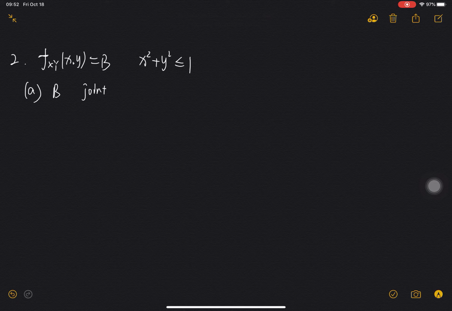Alright, for the second part of the video, let's talk about problem 2. So in problem 2, we also have a joint density function equals b, and the definition region is x squared plus y squared smaller than 1. The first question, we need to find b to make this joint density function valid.